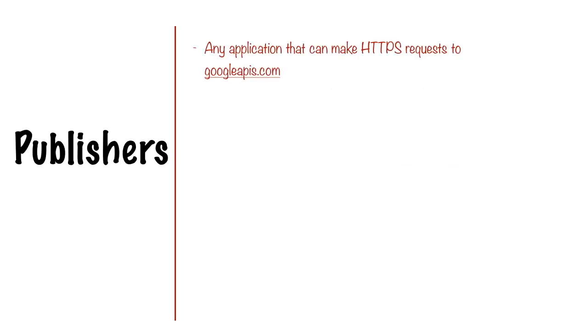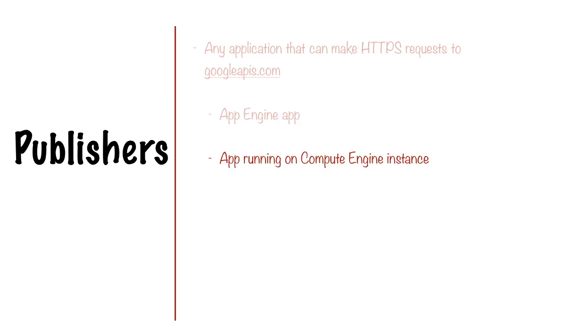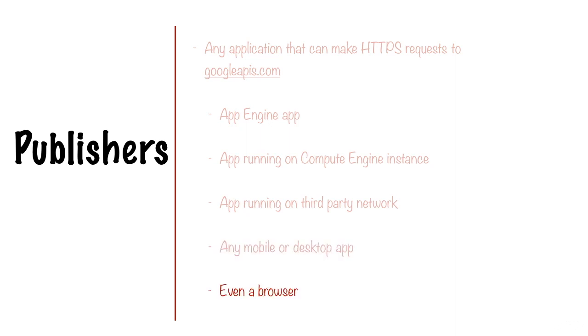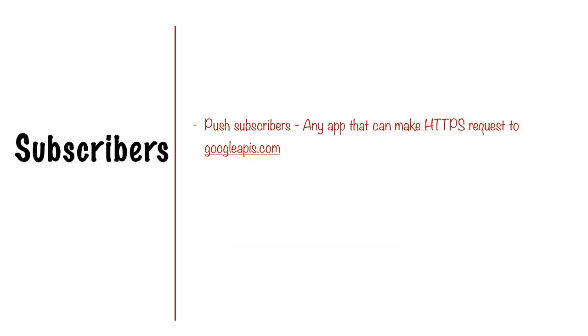A publisher is any application that can make HTTPS requests to googleapis.com. So, this includes App Engine apps, Compute Engine instances, apps running on any third party network, in fact, any mobile or desktop app, or even a browser. Subscribers can be either push or pull subscribers. Push subscribers are exactly like publishers, any app that can make HTTPS requests to that googleapis.com URL.